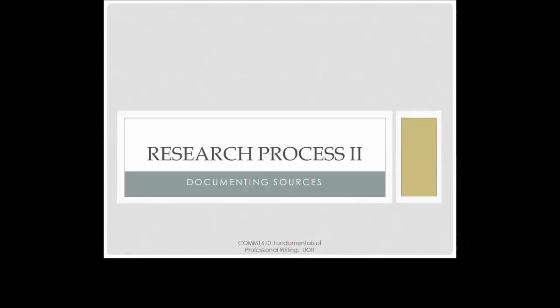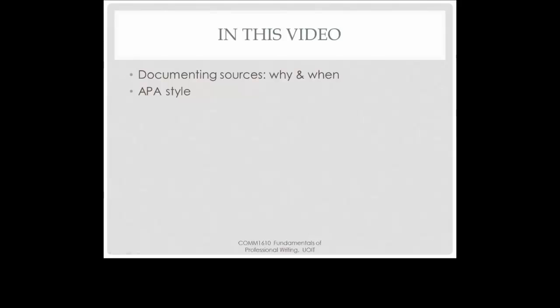This video is Research Process 2, Documenting Sources. In this video, we will be focusing on why you must document your sources, when you must do so, and how to do it. In the social sciences and humanities, APA is the usual method of citing and referencing sources. However, always check with your professor regarding the required style of citation and referencing.